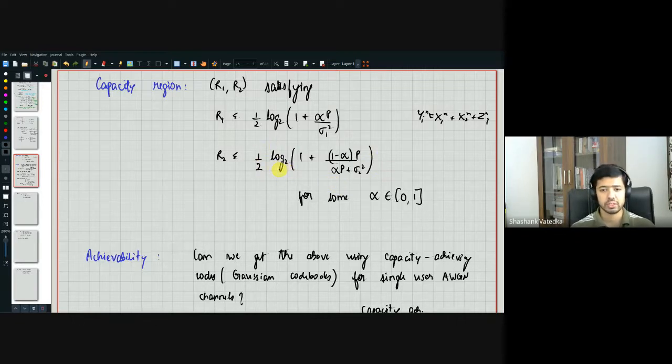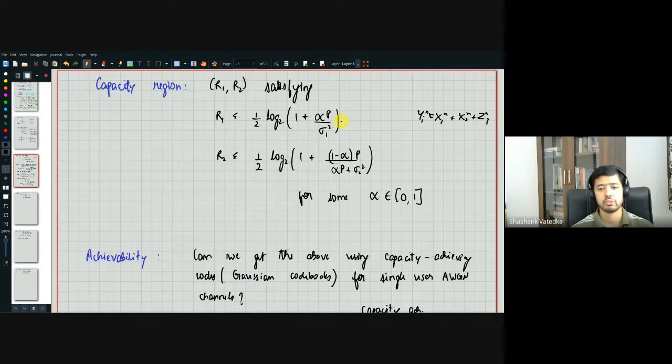What user 1 does, it uses a similar approach to first decode X2^n, and then since X2^n has been decoded, you remove it from Y1^n. So the effective channel for decoding X1^n is just X1^n plus Z1^n. And that decoding succeeds as long as the rate is less than the capacity of this new effective channel. And the capacity of that channel is just this quantity, half log 1 plus alpha P by sigma 1 square. Right? So decoding is done in a successive fashion.